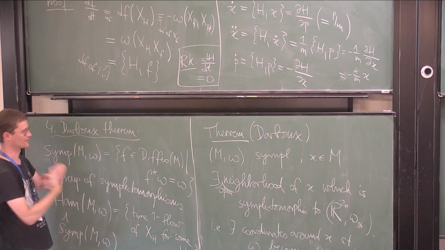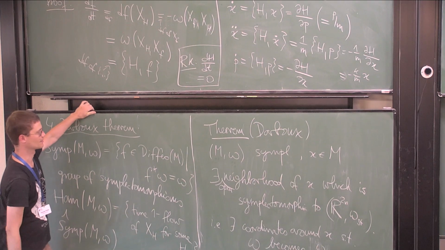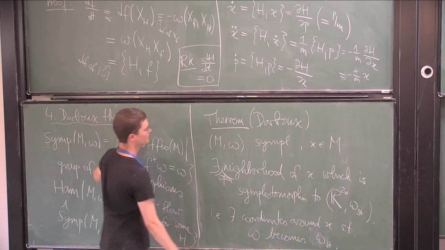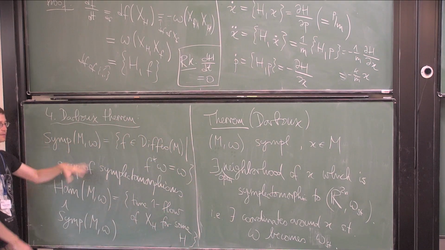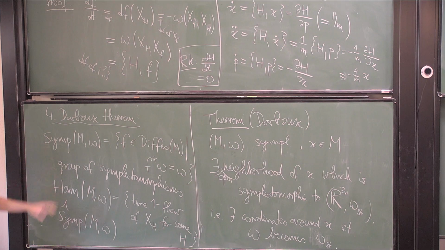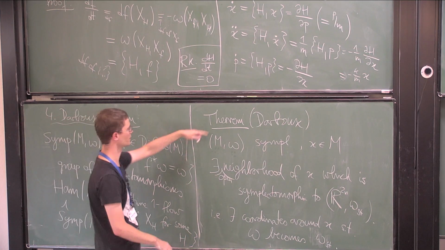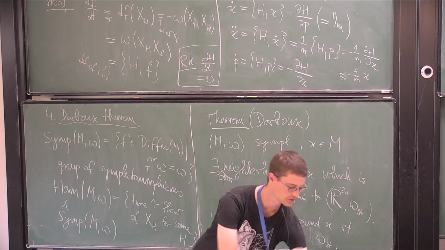And then you can go into this contact world. There's something called the contact structure, and there are contactomorphisms. This whole theory is very similar to this one. We also have the Darboux theorem. So that's also a way you could go.